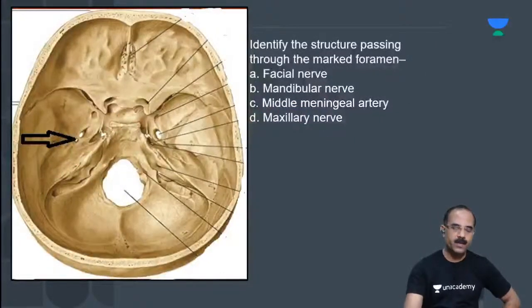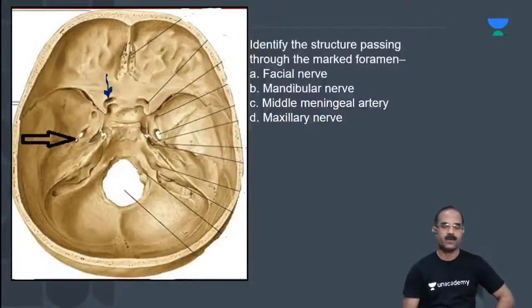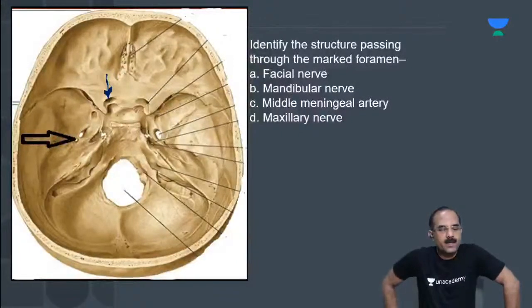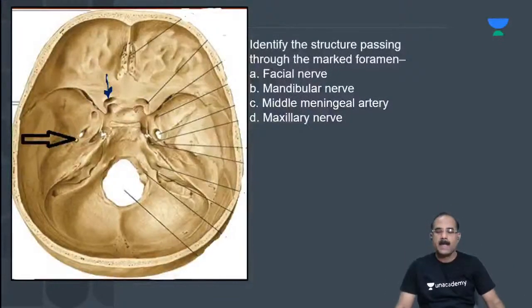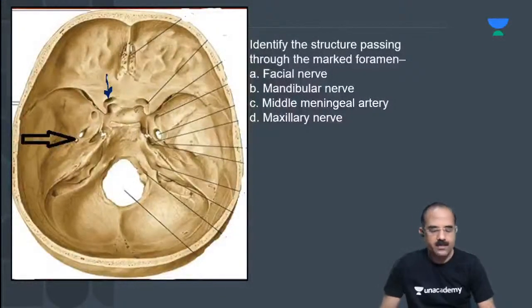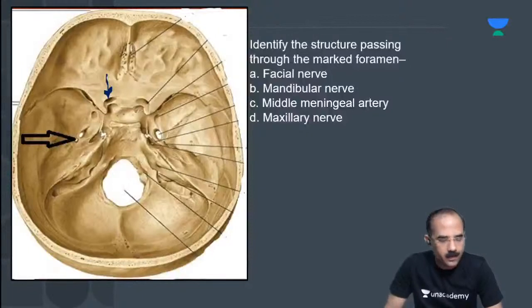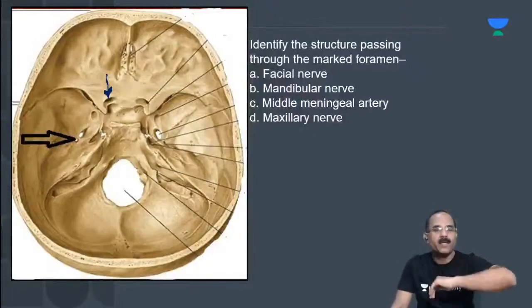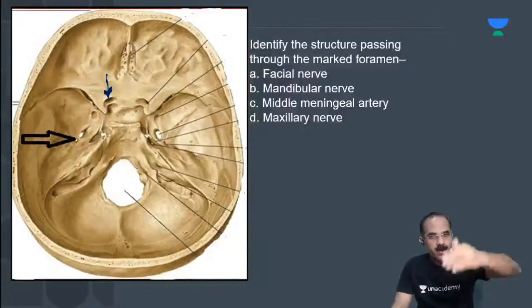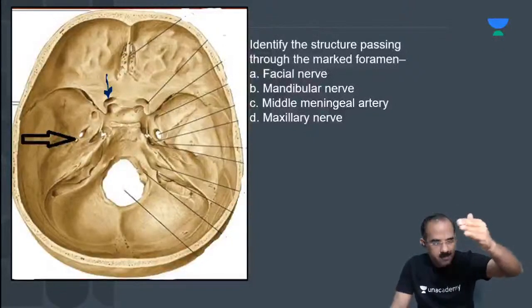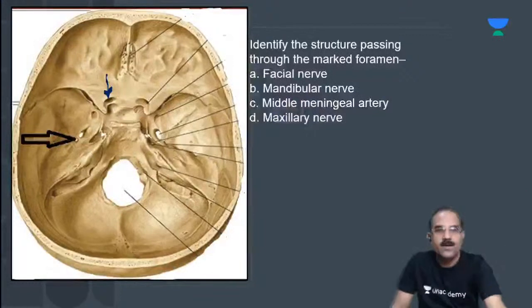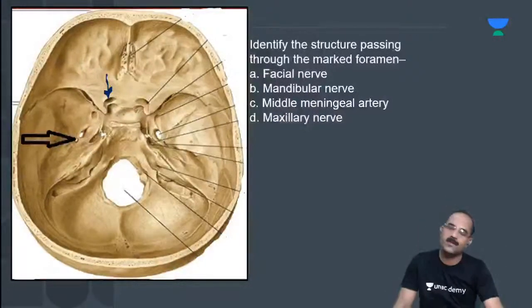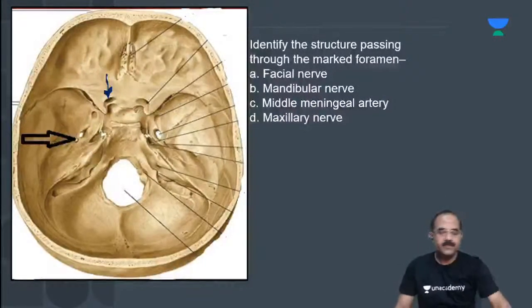What is this foramen? I did ask you this here. What is that foramen? Come on, answer this. That's the optic canal. And what passes through the optic canal is the optic nerve, and what gets out through the optic canal is the ophthalmic artery. Optic nerve and ophthalmic artery.